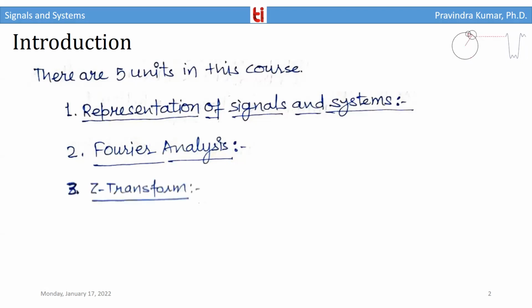And after this, we will discuss the Z transform. Just like the Laplace transform is used for the analysis of continuous time signals, the Z transform is used for discrete time systems. So here we will discuss the Z transform, its properties, the inverse Z transform, and how you can find the inverse Z transform, and the relation of the Z transform to the Fourier transform and inverse transform, and how they are related.